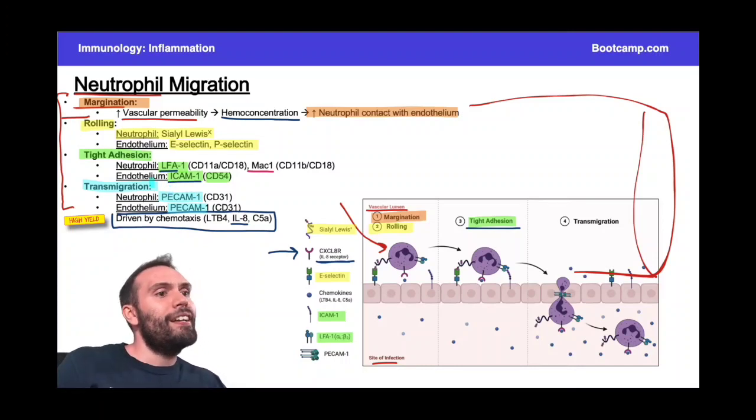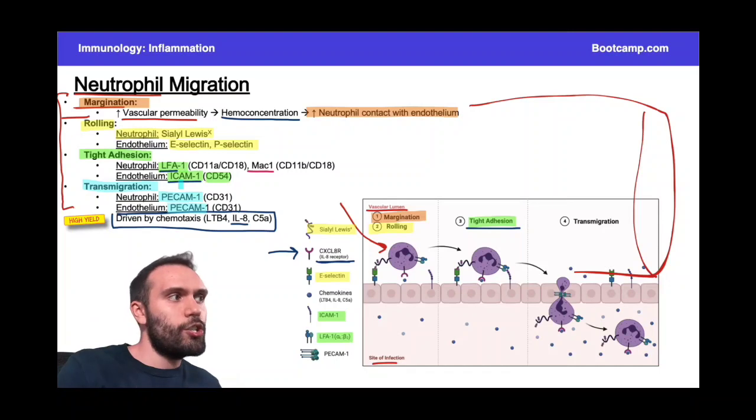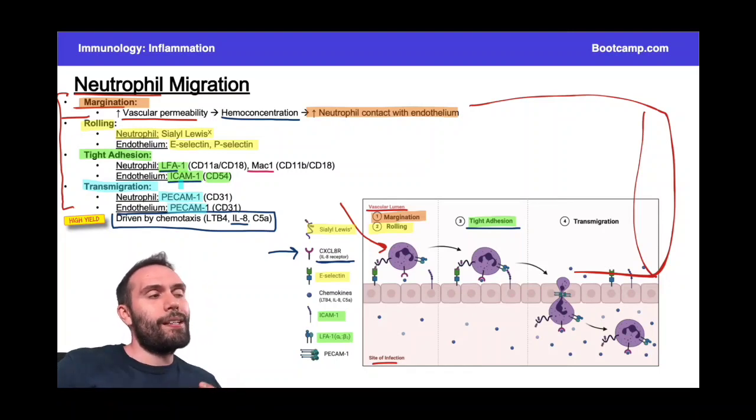Now, I know that doesn't directly make complete sense with a neutrophil migrating through here, and so it's kind of tricky, but I always remember PECAM is kind of like the bigger CAM. ICAM is the first CAM. So ICAM is for tight adhesion, then PECAM comes after that because it's bigger. Okay, because it's a bigger word. I know it's a kind of simple way to remember it, but sometimes simple is good, right? So PECAM1 is going to be responsible for this transmigration.